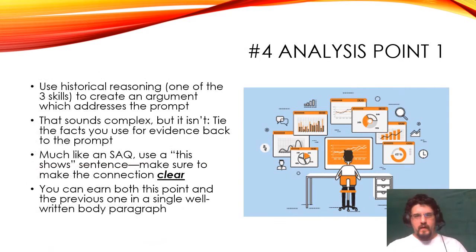Okay, analysis one is using historical reasoning to create an argument which addresses the prompt. So our prompt is, how did the Columbian Exchange change the lives of people in the Americas? You have to tell me the change. You have to show me the evidence and then tell me this is a change because. Once again, pretty words, save them for English. Tie your facts to your evidence. That is what we care about. That is the critical piece here.